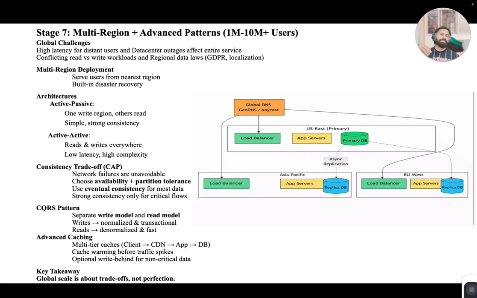At this stage, stage 7, we have discussed everything, and we come to know that there is no perfect system. There are only trade-offs: consistency versus availability, simplicity versus power, cost versus performance. That is what real system design is all about. You need to decide which thing you choose, and as per your scenario and situation, you have to design your system, right? So this is the total of stage 7 we discussed.